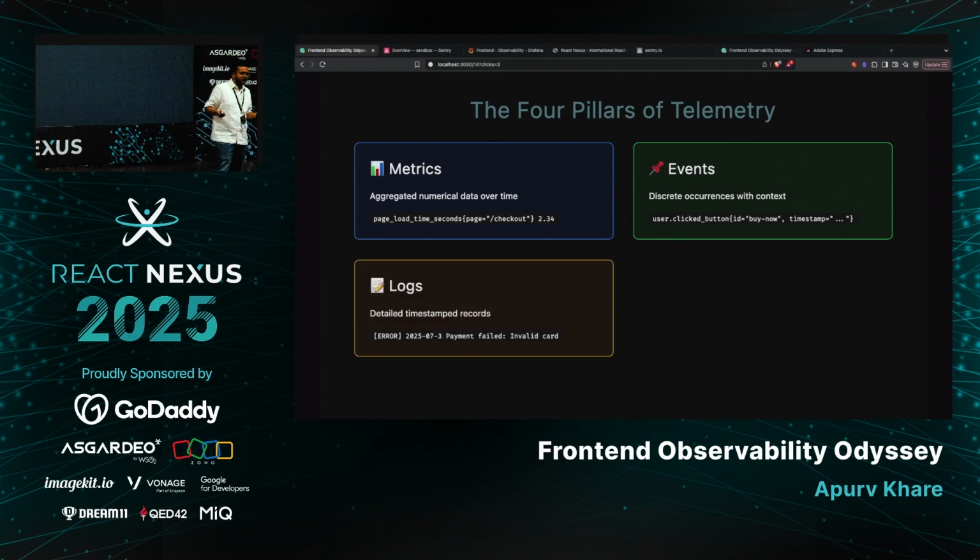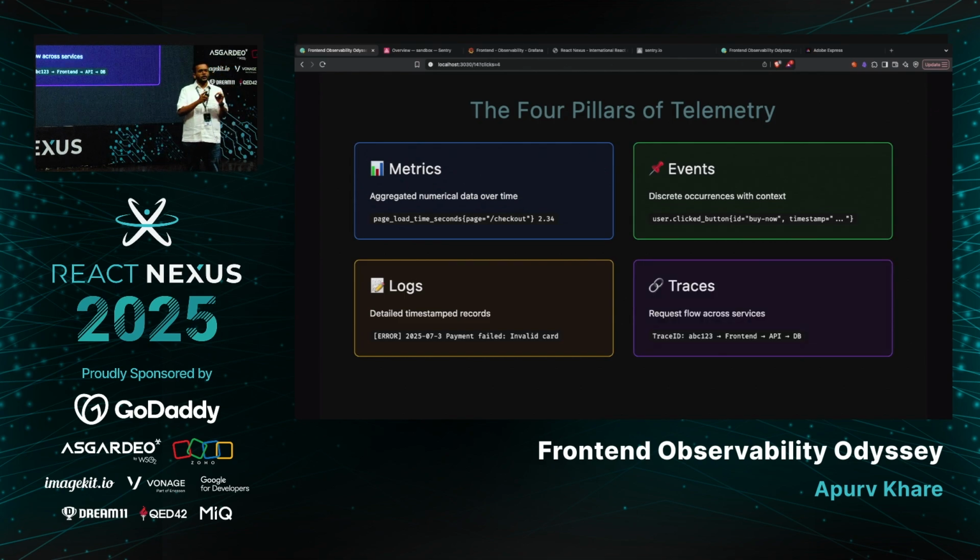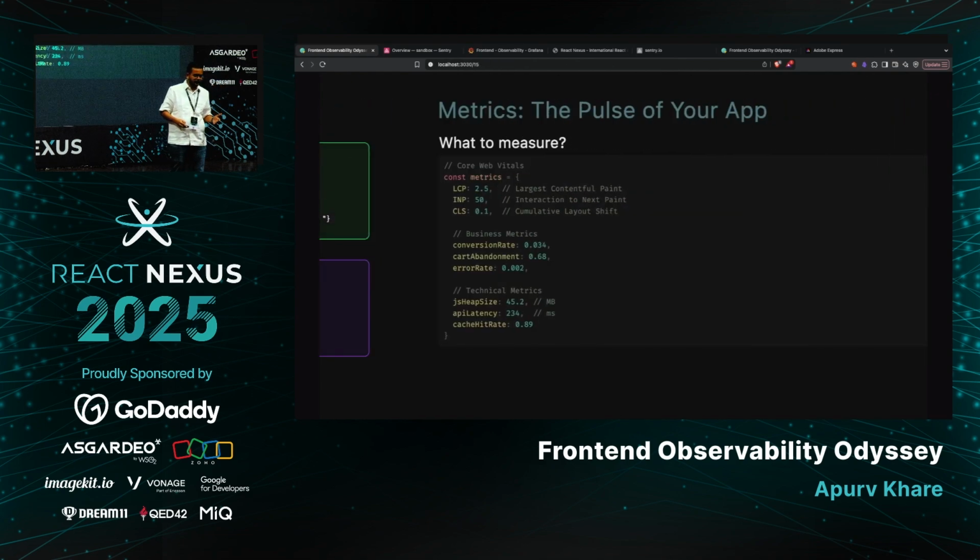Then logs, basically detailed timestamped records. So whenever a user does something on our app, what exactly is happening in our code, the logs tell us. And then traces, the request flow across the services, your front end, your API, your DB, everything.